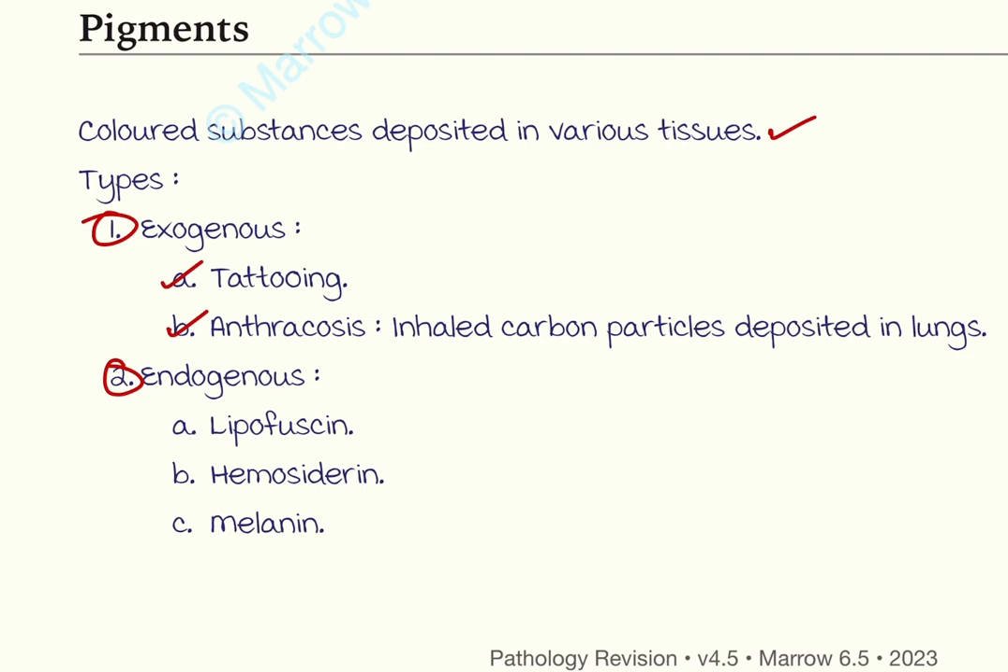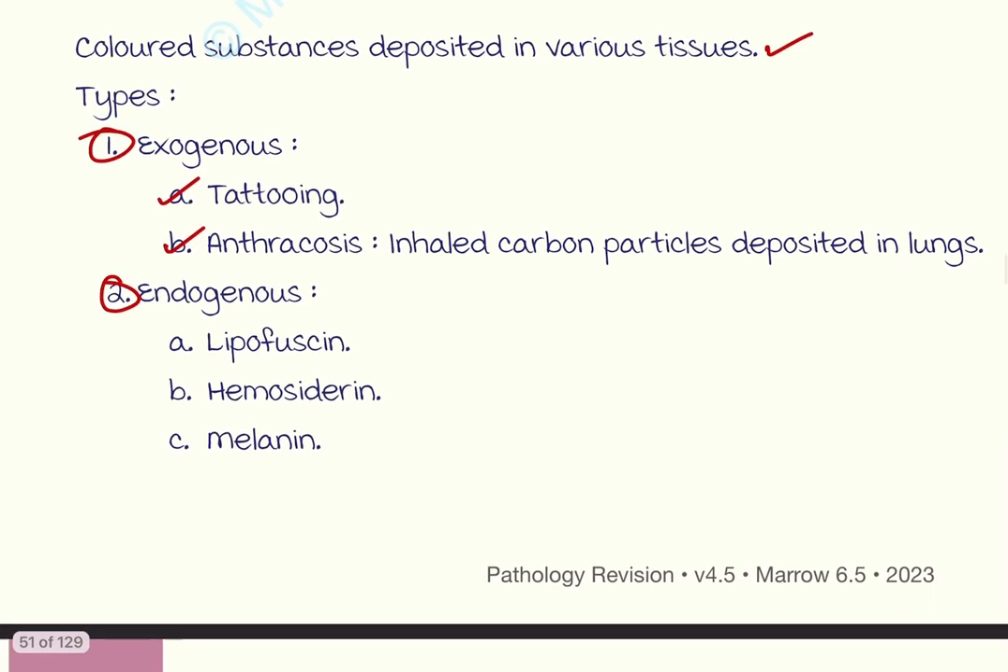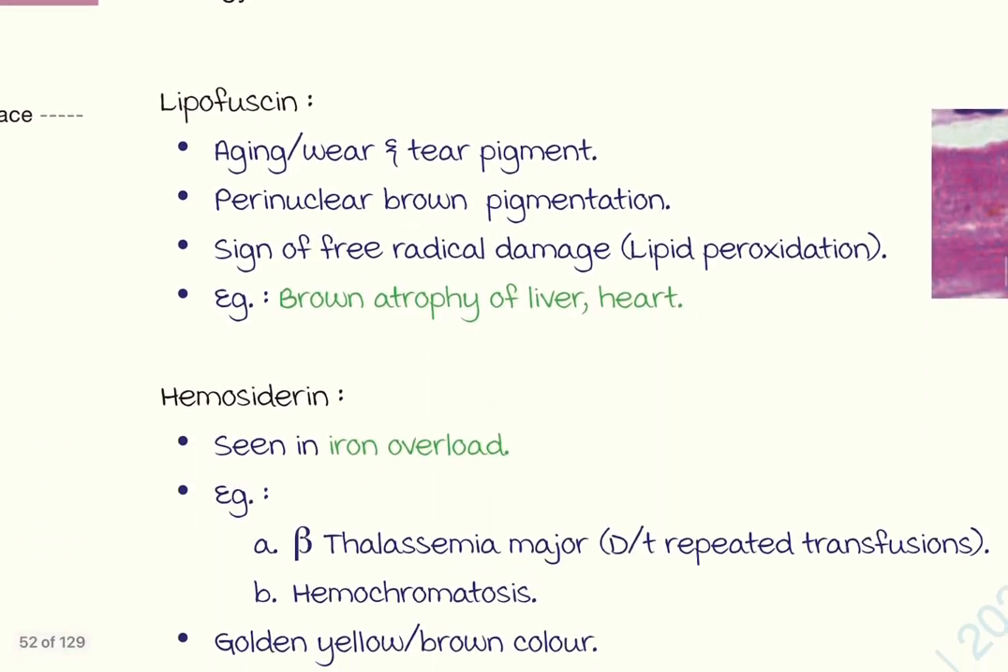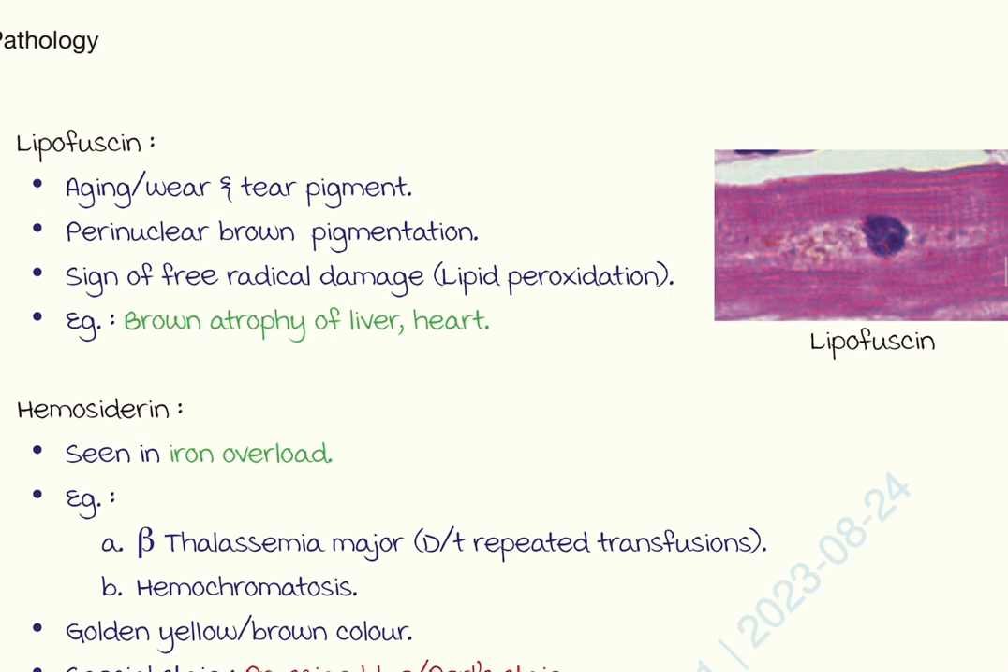So these are exogenous pigmentation. Endogenous, what we have to remember, these three are very very important: lipofuscin, hemosiderin, and melanin deposition. So please remember, the wear and tear pigment, or aging pigment, that is deposited in the various organs with aging, is lipofuscin.